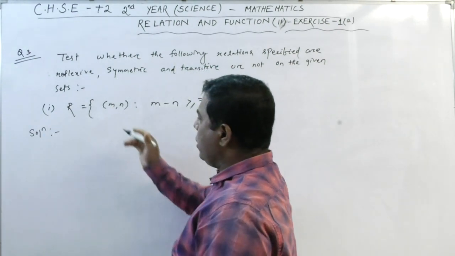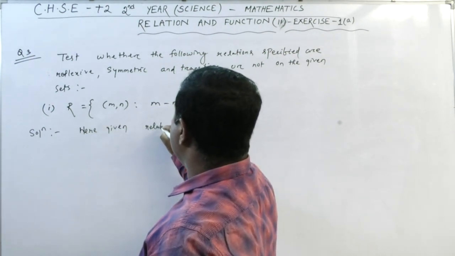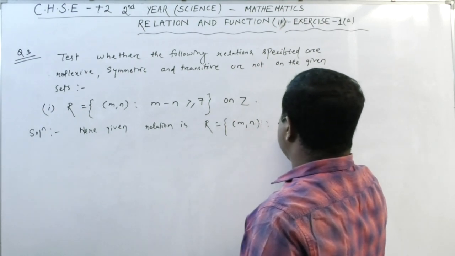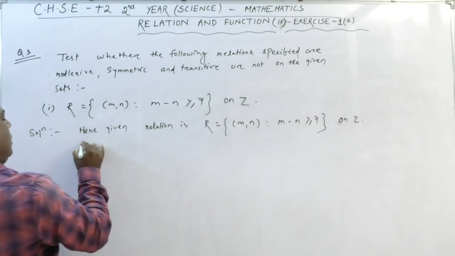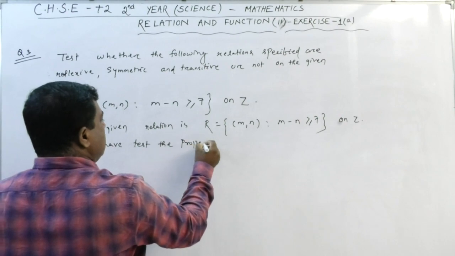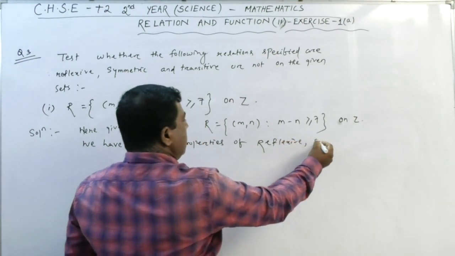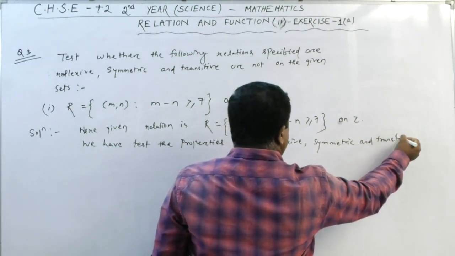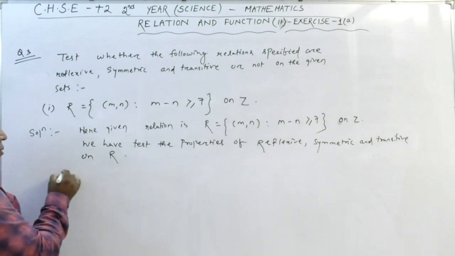Here is the solution. The given relation R is the set of ordered pairs (m, n) such that m minus n is greater than or equal to 7 on Z. We have to test the properties of reflexive, symmetric and transitive on R. First of all we will go for the reflexive.